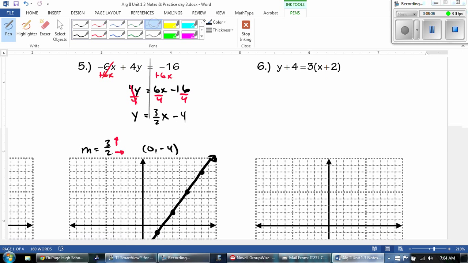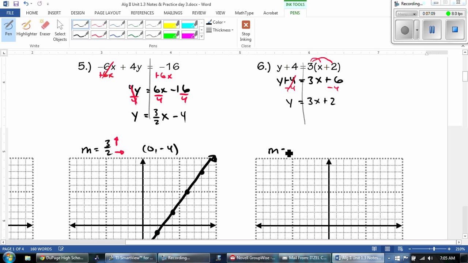Okay, number 6. Remember we want to get the y by itself, but the first thing we're going to do is distribute. So we get y plus 4, 3 times x is 3x, and 3 times 2 is 6. The y is not by itself yet, so we have to subtract 4 from both sides. And we get y equals 3x plus 2.